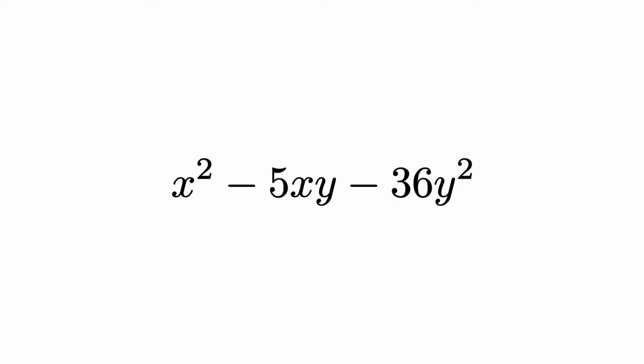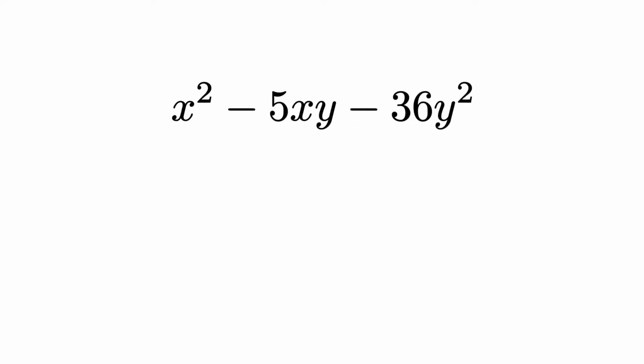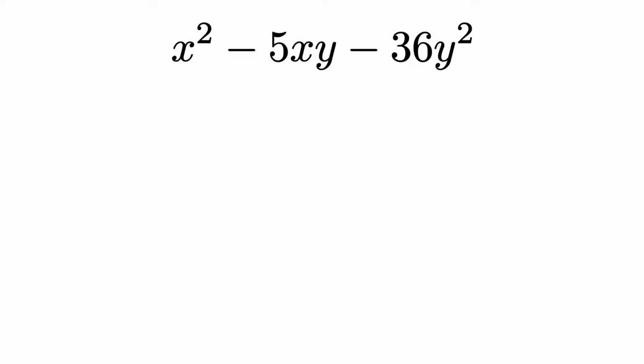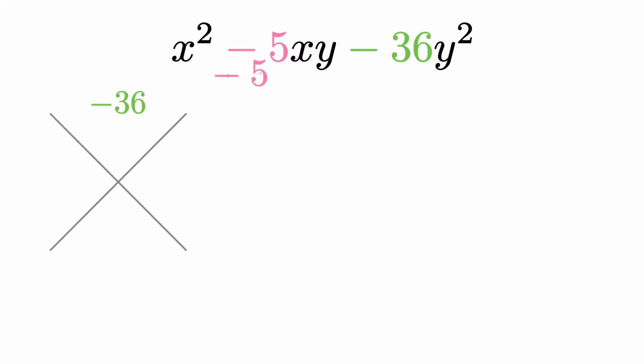Okay, so for our first example, we are given the expression x squared minus 5xy minus 36y squared. So to factor this, what I usually do is I use this method called the X factoring method. You've probably seen me do this before if you've seen my previous videos. But essentially what we're going to do is create an X, and fill up all the spaces of the X. So at the top of the X, we're going to put our last coefficient, negative 36. And at the bottom of our X, we're going to put our middle coefficient, negative 5.